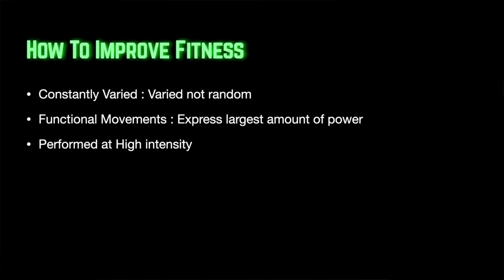How do we improve it? Like, what are the action steps we need to do? Well, we want to have it constantly varied. We want to have functional movements, and we want to perform them at high intensity. Why? Well, constant variety, sometimes confused with randomness, is basically like a balanced plate.